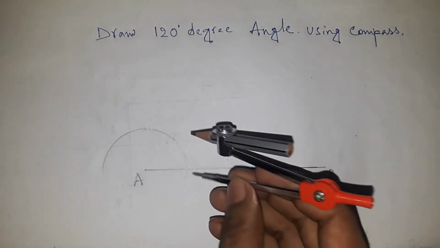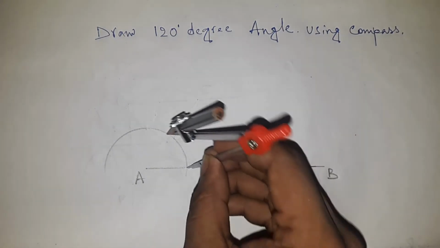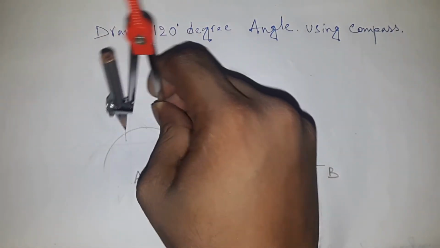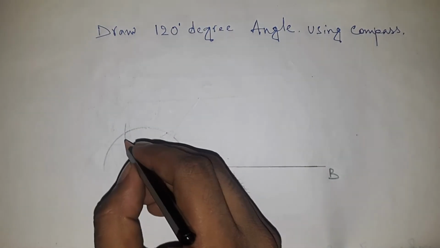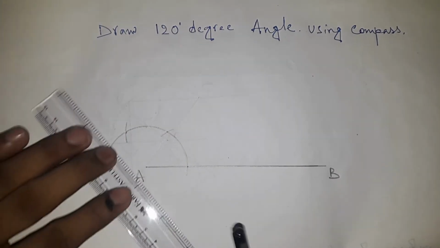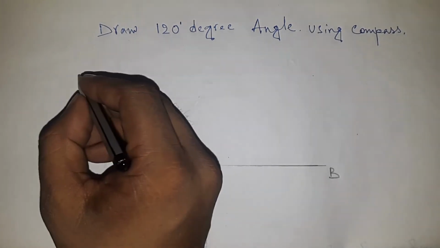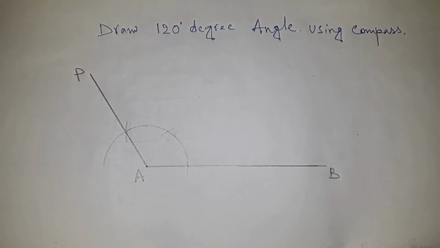Next, with the same length and putting the compass here, cut the arc this way. With the same length and putting the compass here, cut the arc, so we cut the arc 2 times. Okay, now joining this, we got our 120-degree angle.